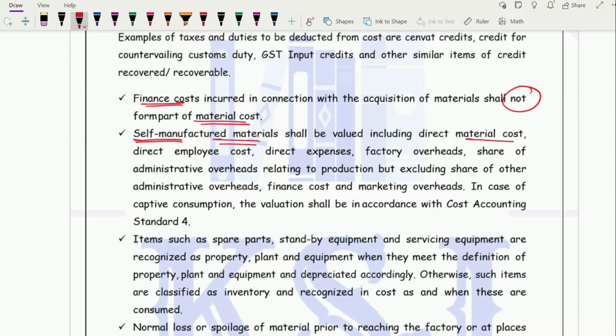Okay. Shall be valued at direct material cost, employee cost, direct expenses, factory cost, share of administrative overheads relating to production, but excluding the share of other administrative overheads, that is the general administrative overheads, right? Finance cost, marketing overheads, all these things are not going to be there. In case of captive consumption, it was earlier there as CAS 4, but now it has been removed. It is not there, okay?